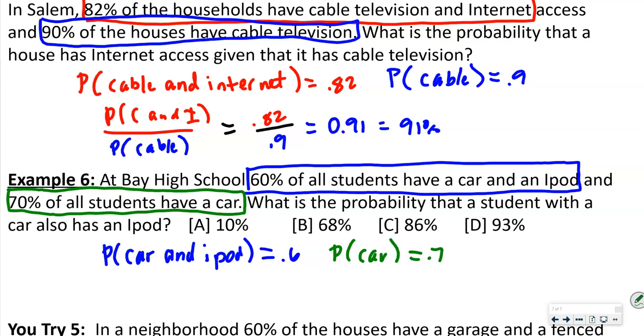Now remember, what are we putting on top? Our and statement. So we're going to put our 0.6 on top, and divide that by our single statement, which is our 0.7. So we're going to divide 0.6 by 0.7, and when we do that, we get 0.86, which is 86%.